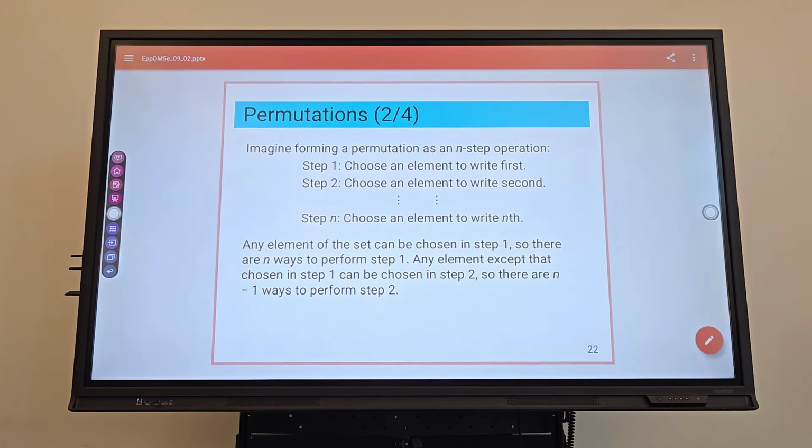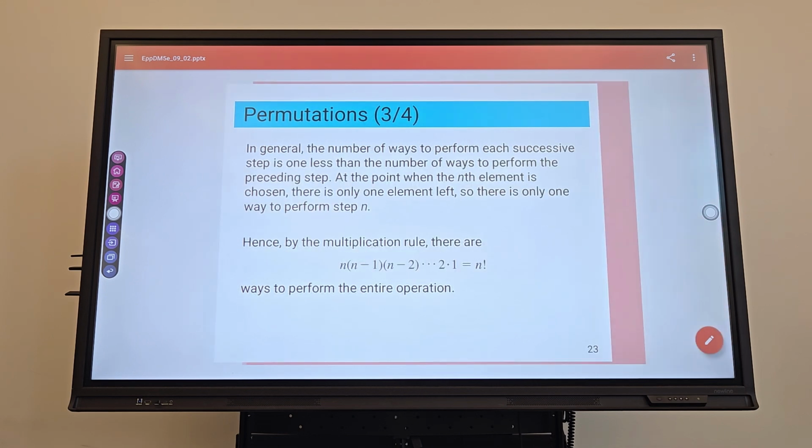Forming a permutation is an n-step process. Choose an element to write first, choose an element to write second, etc. Any element can be chosen in step 1, so there's always n ways to perform that step. N minus 1 ways to perform step 2 because you can't choose the first one. So on and so forth.